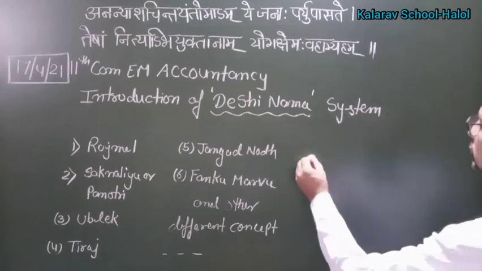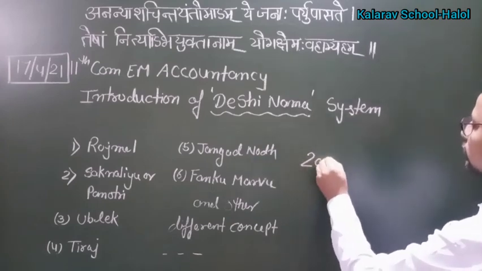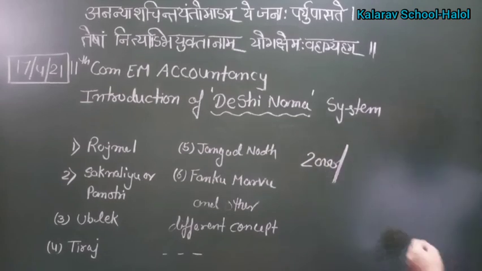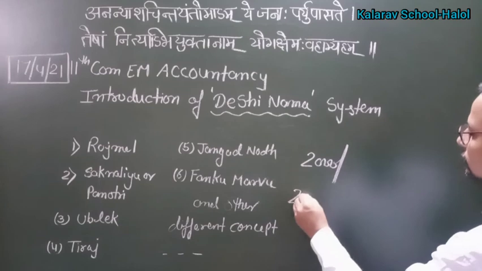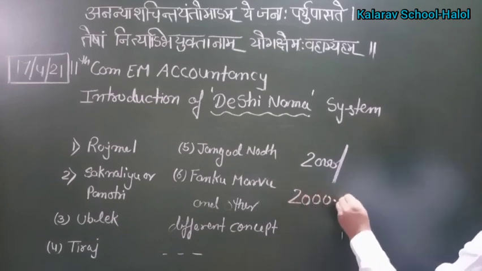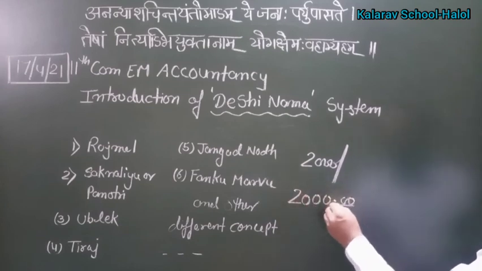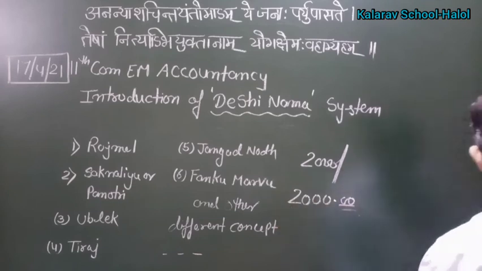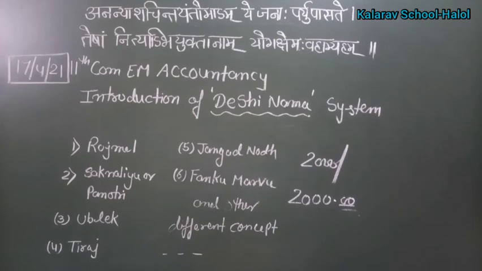Suppose you write 2000 and then you make a slash like this. So this is called Fanku Maru, or they use 2000.00. The 0 which you mention after this is called the Fanku Maru. Is it clear? I hope you understood.